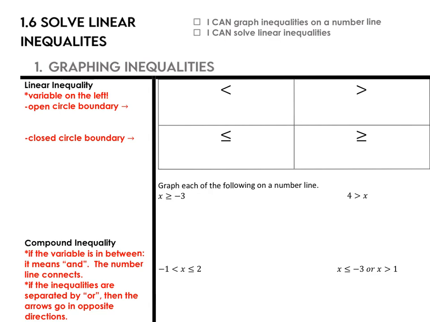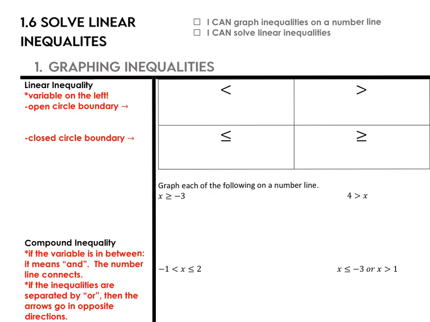Our final two lessons in Chapter 1 deal with inequalities. In Lesson 1.6, we'll solve linear inequalities. A linear inequality is just an expression that has an inequality symbol. You'll always want your variable to be on the left.